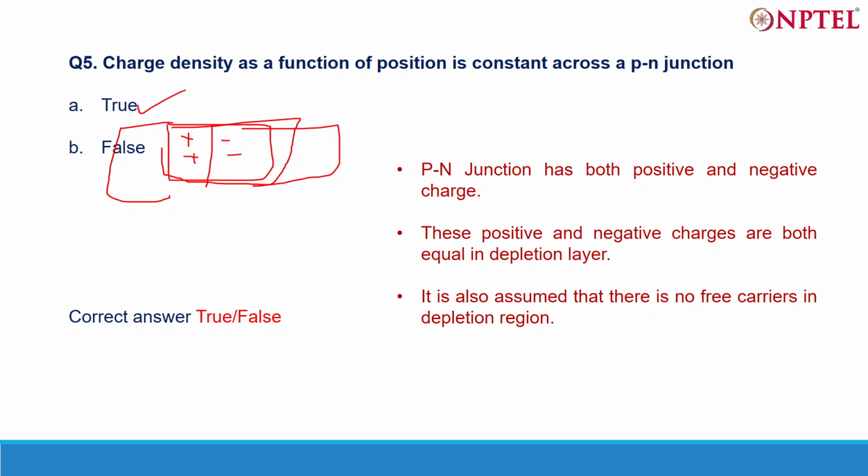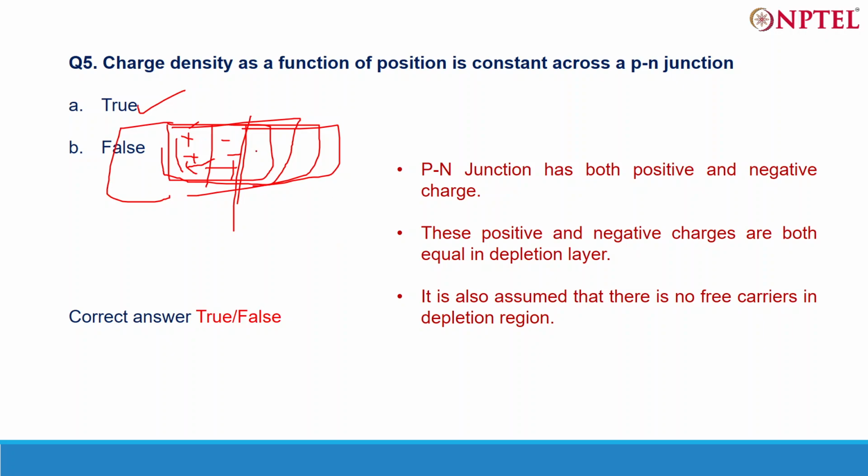Charge density as a function of position is constant. As you move to different positions, the charge density will remain constant. But if you apply a bias to it, maybe this is more and this is less. So there can be a time when the charge density can vary also. So both true and false are correct in this case.